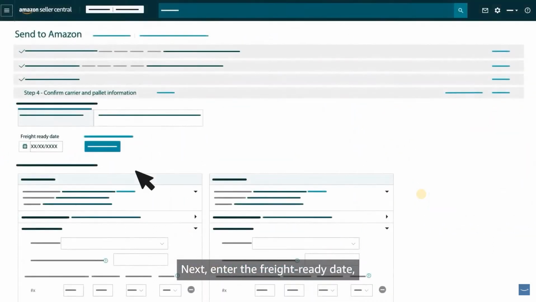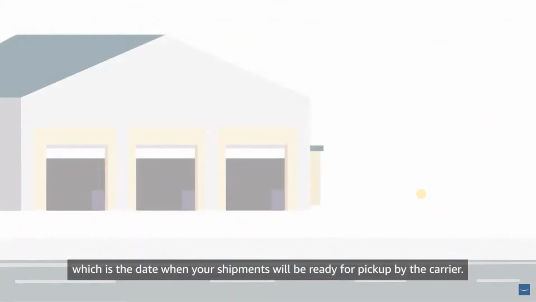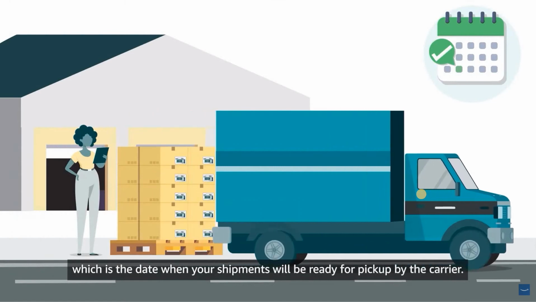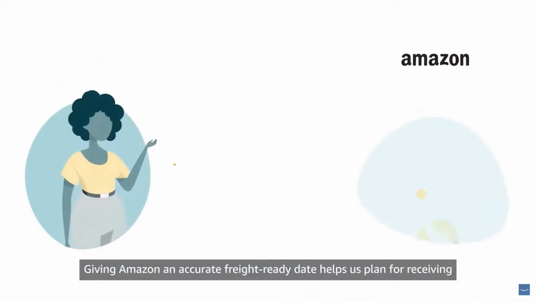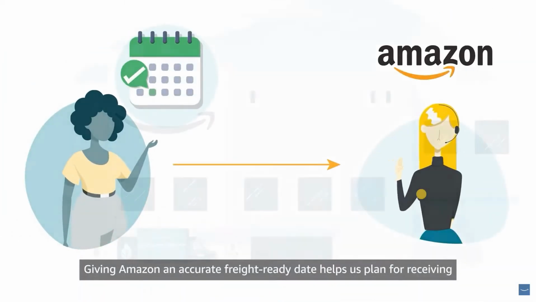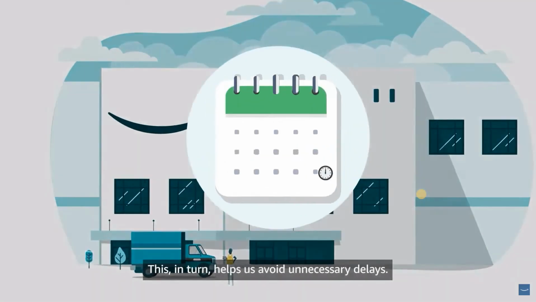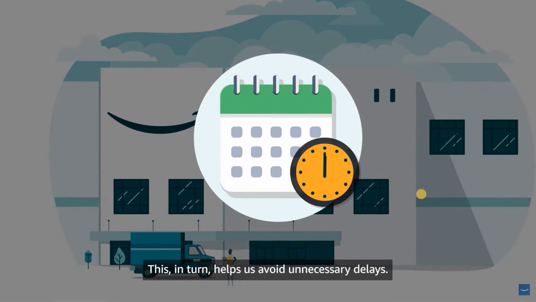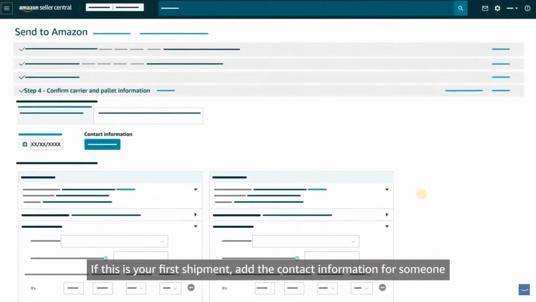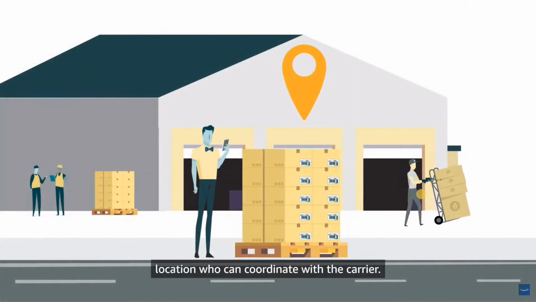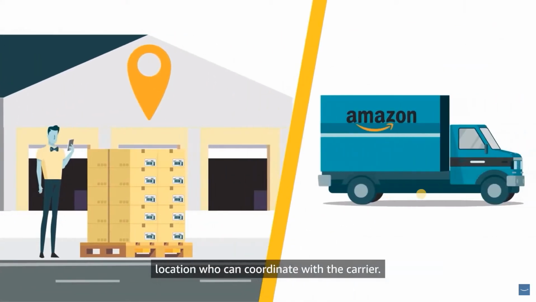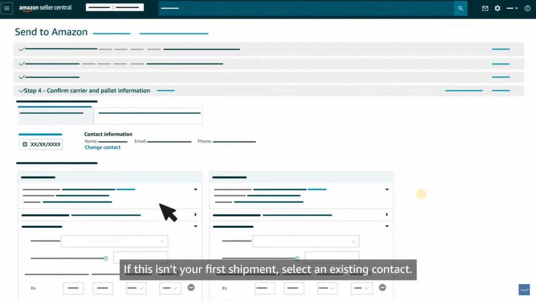Next, enter the freight ready date, which is the date when your shipments will be ready for pickup by the carrier. Giving Amazon an accurate freight ready date helps us plan for receiving your inventory in our fulfillment network. This, in turn, helps us avoid unnecessary delays. If this is your first shipment, add the contact information for someone at your pickup location who can coordinate with the carrier. If this isn't your first shipment, select an existing contact.